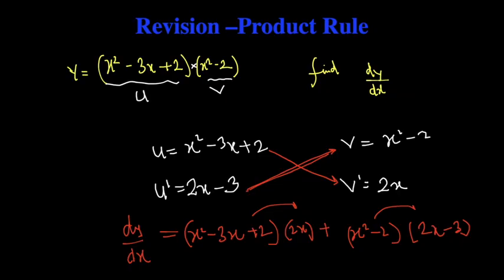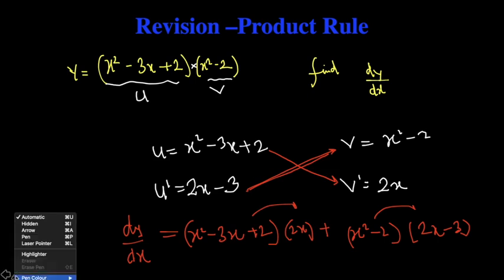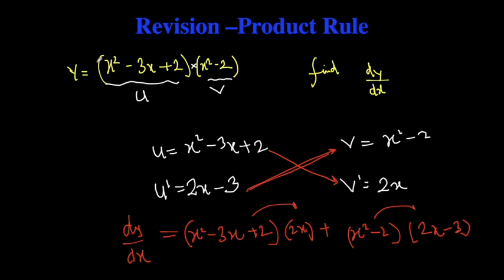Before I start I want to revise what the product rule was. We were discussing the product rule last time. If there is a function in which two functions are getting multiplied and you want to differentiate it, you have to assign one of them as u and the other as v. It doesn't matter which one you assign as u or v, it's up to you.